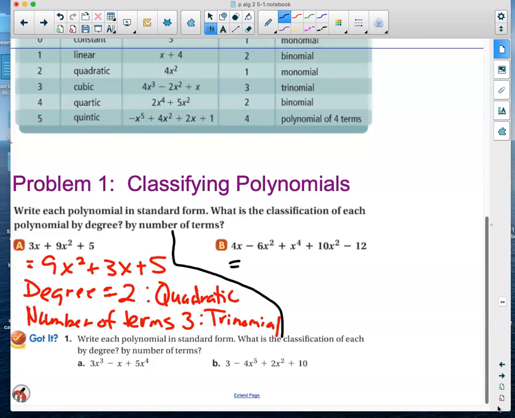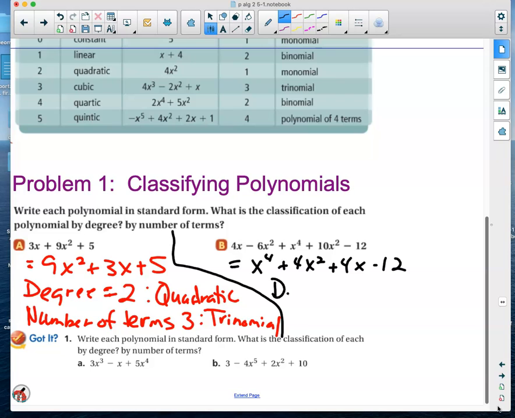Positive x to the fourth plus 4x squared plus 4x minus 12. Thank you. Fabulous. There it is. I don't know if you noticed, but it didn't have a cubic term in there. That happens sometimes. You know, sometimes we don't get them all in perfect order, 4, 3, 2, 1, 0. But there it is in standard form.